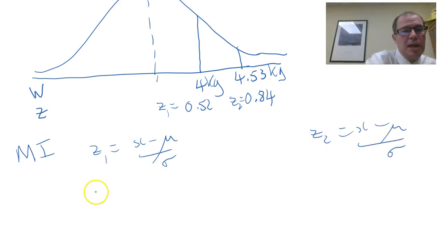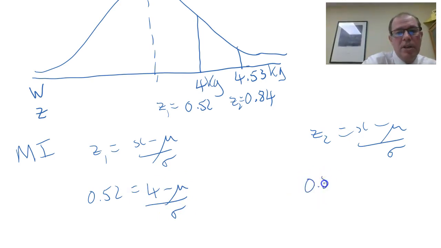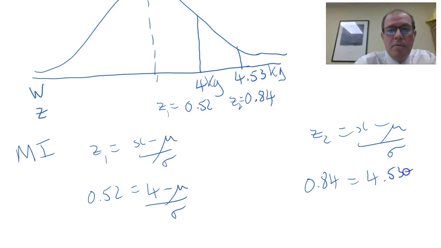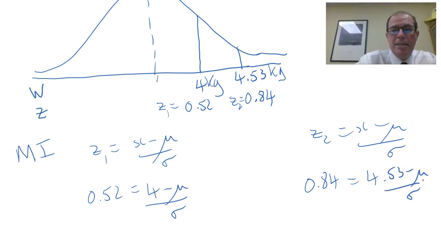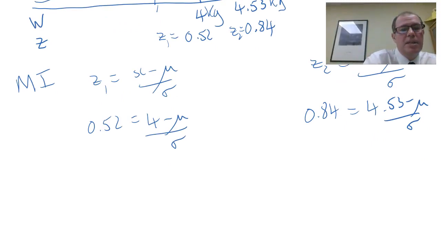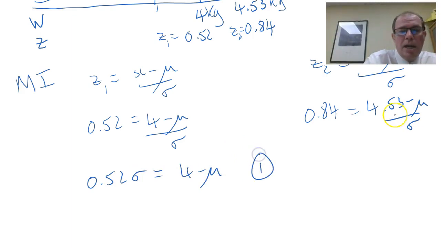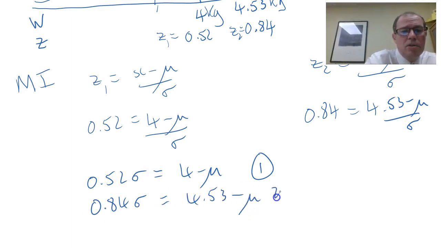So if we just do this quickly, we know that 0.52 is 4 minus mu over sigma. And I also know that 0.84 is 4.53 minus mu over sigma. And hence now we can solve this pair of simultaneous equations. So if I multiply both sides by sigma, I get 0.52 sigma equals 4 minus mu, and I'll call that equation 1, and if I multiply this by sigma, I get 0.84 sigma equals 4.53 minus mu, and I'll call that equation 2.